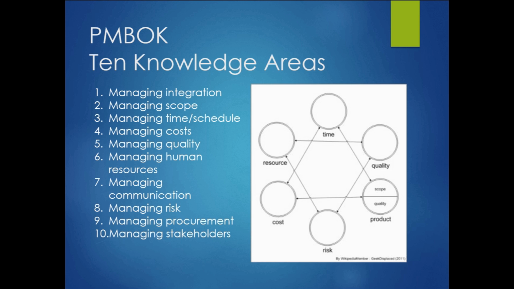Number 9, managing procurement. How are we going to buy all the things that we need, and will we get them in time? And number 10, managing the stakeholders. And that's the people involved in the project. You've got to manage the people who care, who have a vested interest in that project.